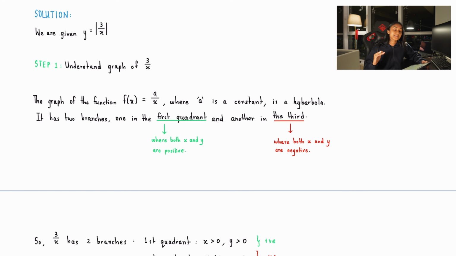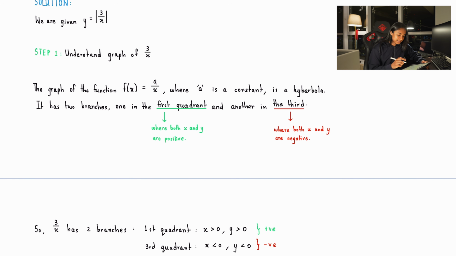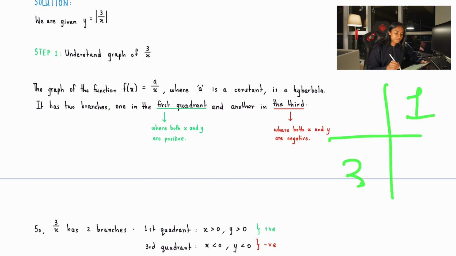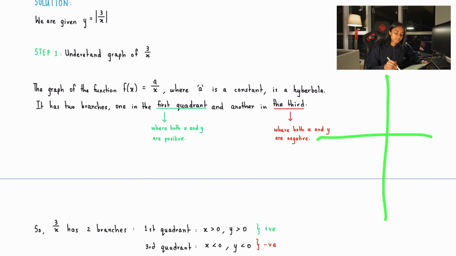We first need to understand the graph of 3 over x. We know that the function f of x equal to a over x, where a is a constant, is a hyperbola. All right, so it has 2 branches, one in the first quadrant and the third quadrant, right? So one is in the positive and one is in the negative, right? So this is just a over x by itself.